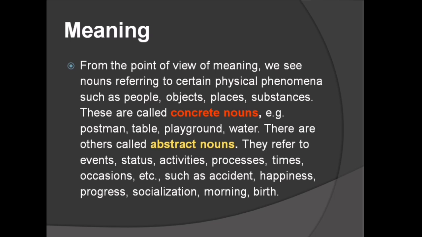Now, as far as concrete nouns are concerned, there is also another type of noun, and that is called the abstract nouns. So what are these abstract nouns? The abstract nouns refer to events, status, activities, processes, times, occasions, etc. For example, an accident, happiness, progress, socialization, mourning, birth, etc. All these are abstract nouns.